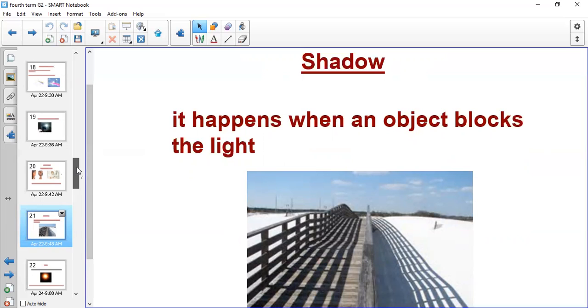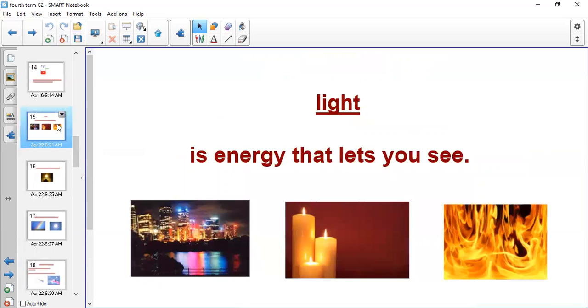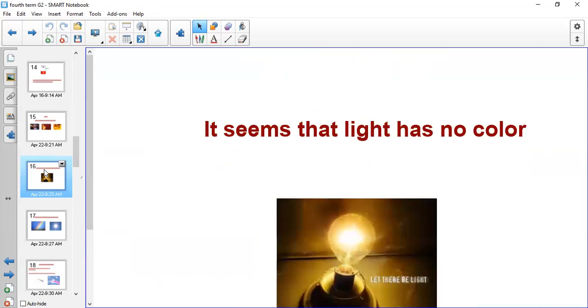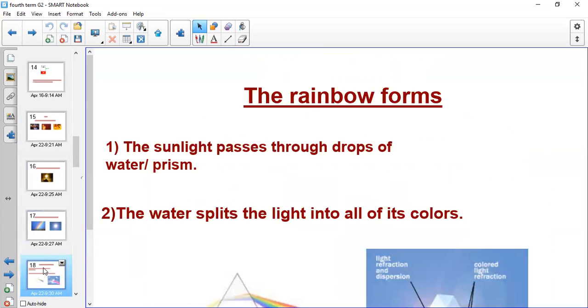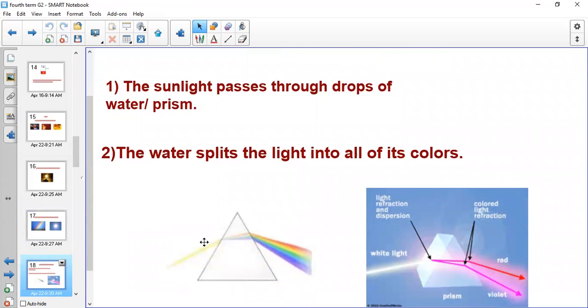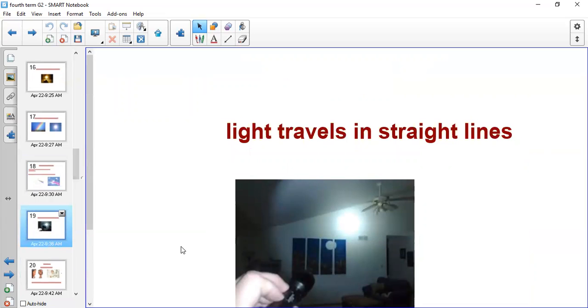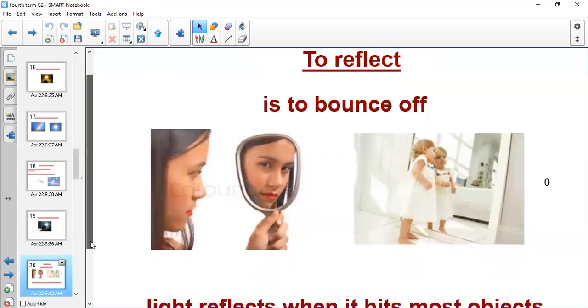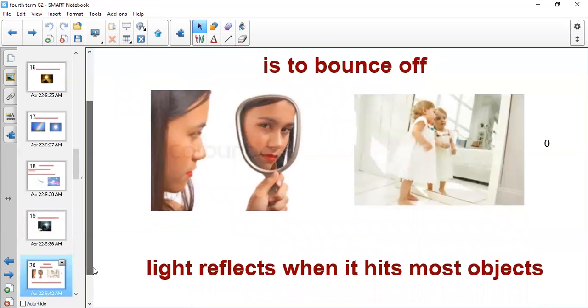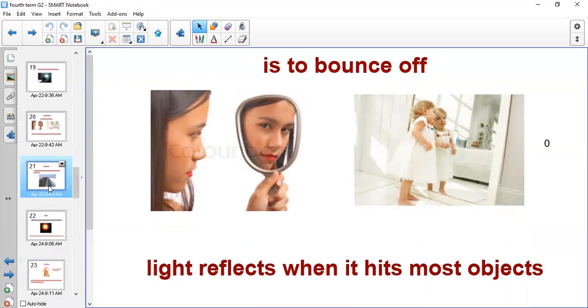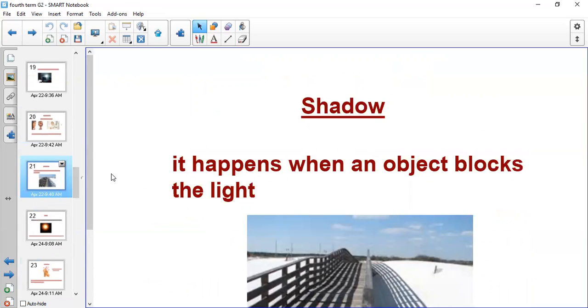Okay, so let's wrap up what we have covered. Today we spoke about light. Light is energy that lets you see. Light is made up of many colors. We said, how is the rainbow formed? When the sunlight passes through drops of water or a prism, the water will split the light into all of its colors. Light travels in a straight line. Reflect means bounce off. It means that light reflects when it hits most objects. And the last thing is that the shadow happens when an object blocks the light. When there's something that stands in front of the light, you will see your shadow.